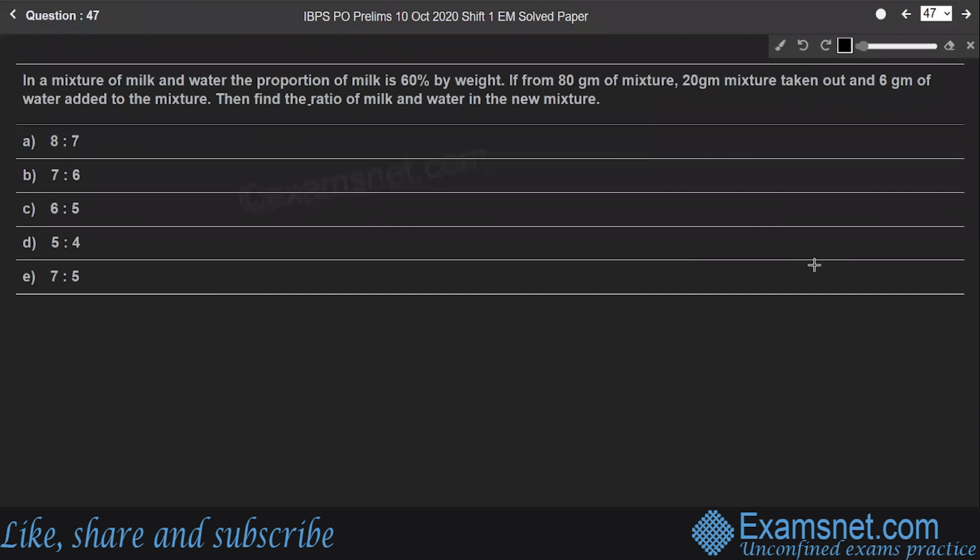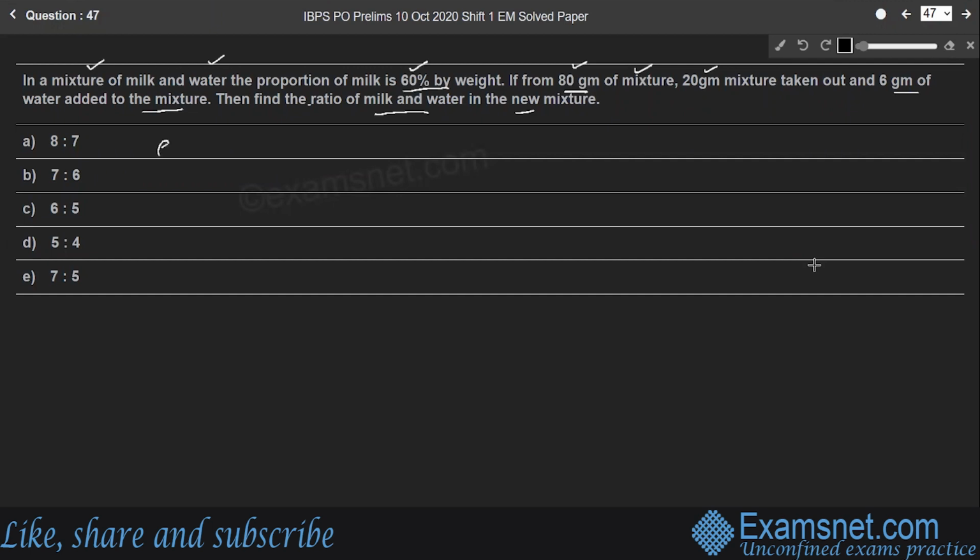Question 47. In a mixture of milk and water, the proportion of milk is 60% by weight. If from 80 gram of mixture, 20 gram mixture is taken out and 6 gram of water is added to the mixture, then find the ratio of milk and water in the new mixture. Here, students, total mixture quantity is given, which is 80 gram. In that, 60% of the mixture is milk. Therefore, let us find the quantity of milk and water in the mixture, right?